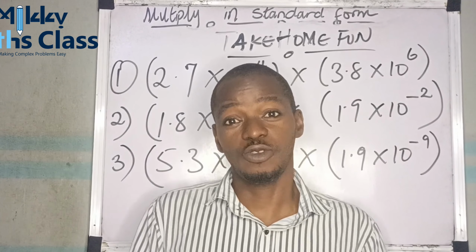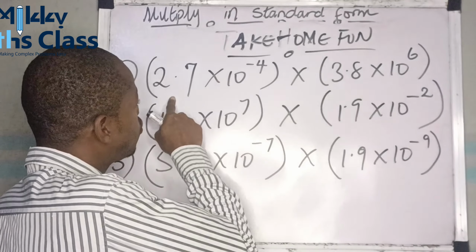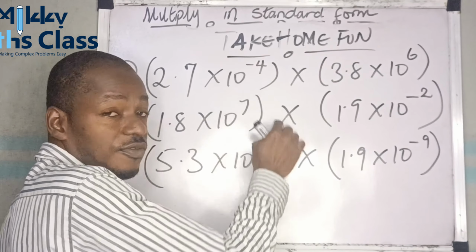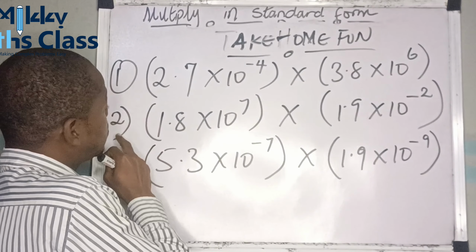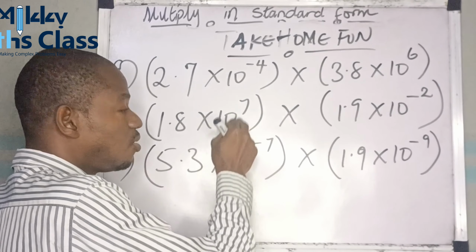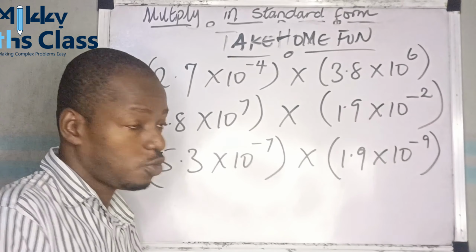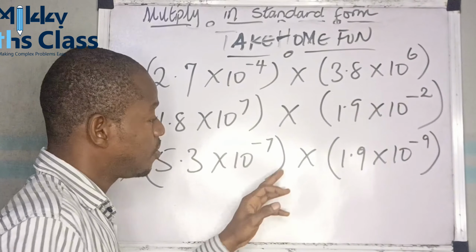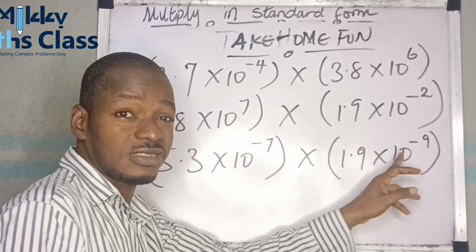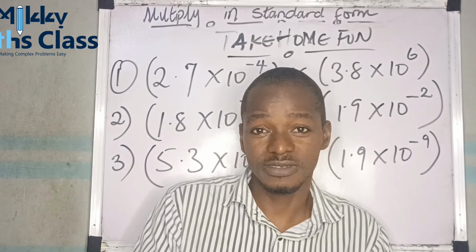All right, just like in our usual style, before we go, here's a list of take-home fun. The first one says 2.7 times 10 to the power of -4 times 3.8 times 10 to the power of 6. The second one says 1.8 times 10 to the power of 7 times 1.9 times 10 to the power of -2. The third one says 5.3 times 10 to the power of -7 times 1.9 times 10 to the power of -9.